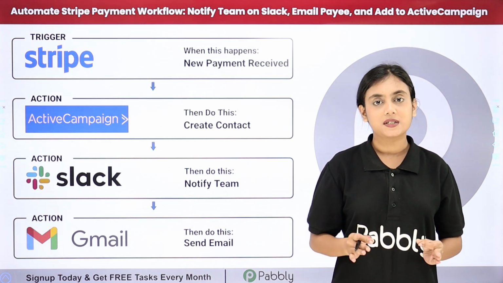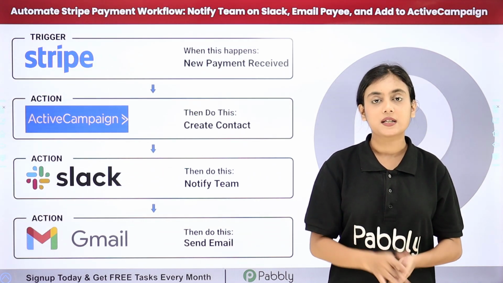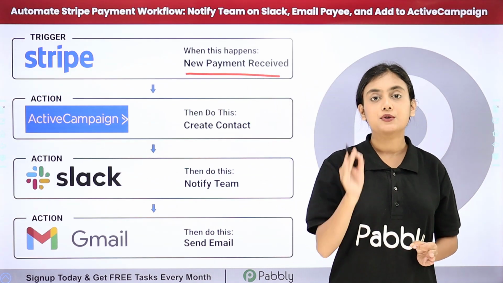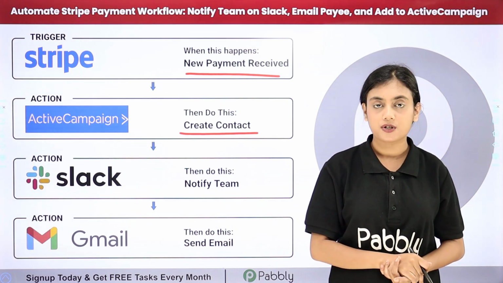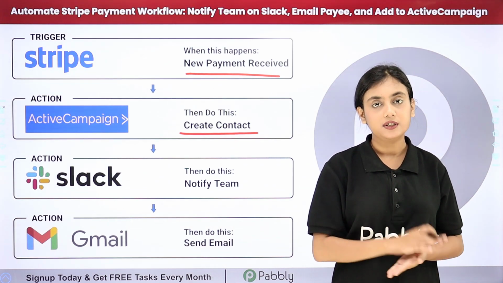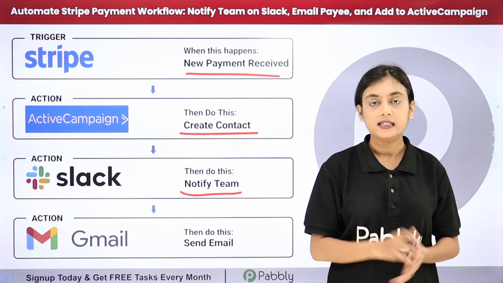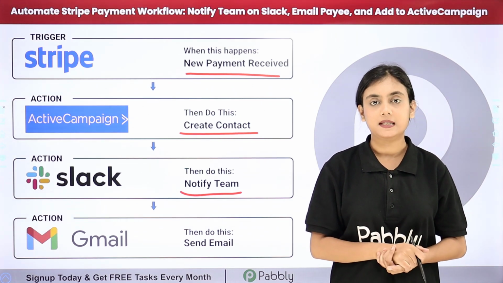So here my objective is that whenever any of my students purchases a course and we receive a payment with the help of Stripe, automatically I want to create that student as a contact in my ActiveCampaign account. And after I've created the contact, I want to notify the team on my Slack channel that I've created, telling them the purchase of the course has been done by any of my students with the payment details.